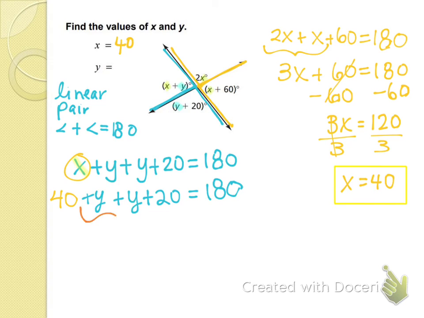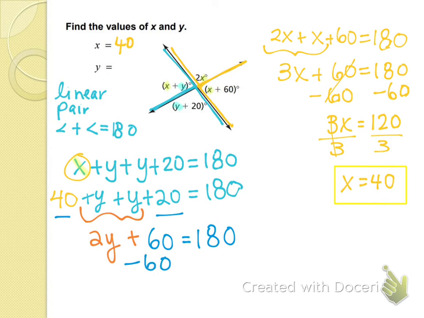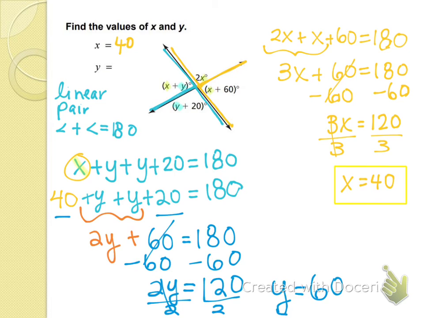Combine your like terms. You've got y plus y, which makes 2y. And then 40 plus 20, which makes 60 equals 180. Subtract 60. 2y equals 120. And then divide by 2. Y is 60. And we could do this because they were linear pairs. Do we have a question about these notes?